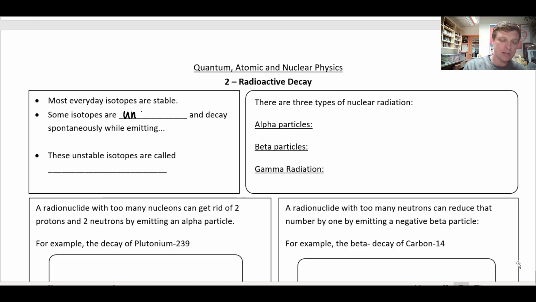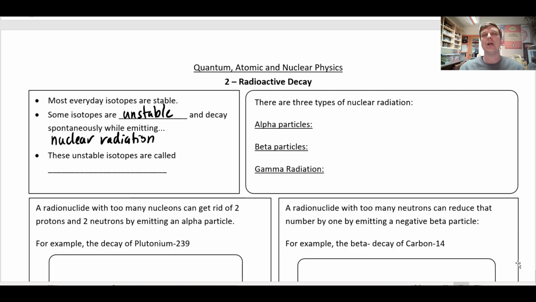When we say unstable, what we mean is that given the chance, or perhaps even just over time, some of them will fall apart. And when they fall apart, they will emit nuclear radiation. Now, it is important that we differentiate between different kinds of radiation. We talked about electromagnetic radiation in previous units. Light waves, that is radiation.